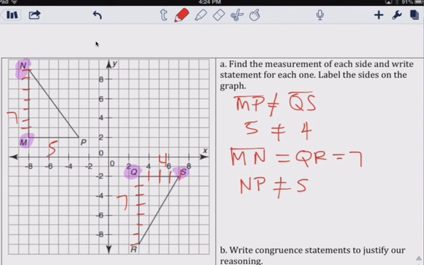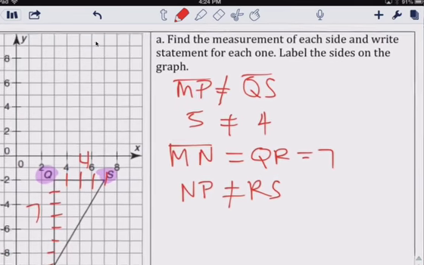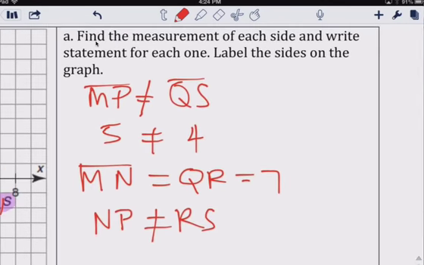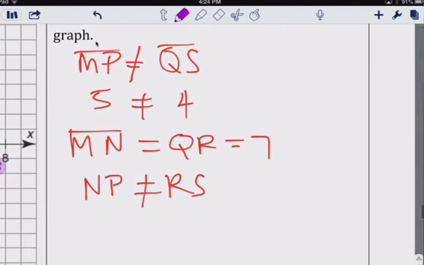Did I do that right? NP. So R and S. So when you do Pythagorean theorem, they won't equal. Okay, we won't even bother. You can try. The two triangles are not congruent because not all sides have the same length.